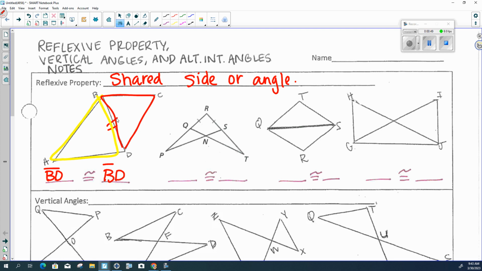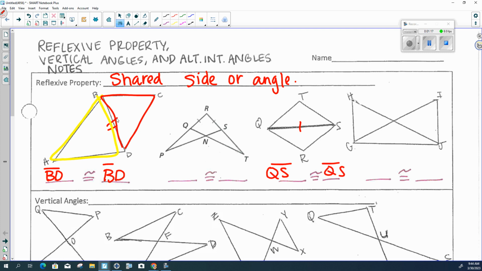Okay, so look at this one here. Maddie, what is the shared side on these two triangles? QS equals QS. Do you kind of want to be like, duh? But it's true, so we mark it. Always mark it on your pictures. Put a hat on it. QS is congruent to QS. They are a shared side.